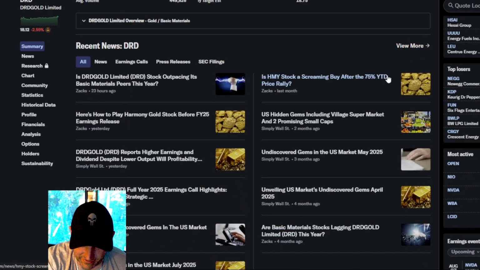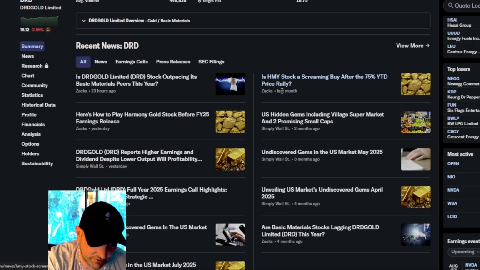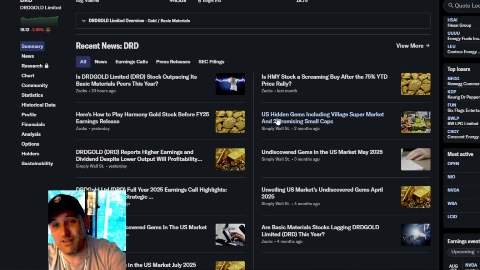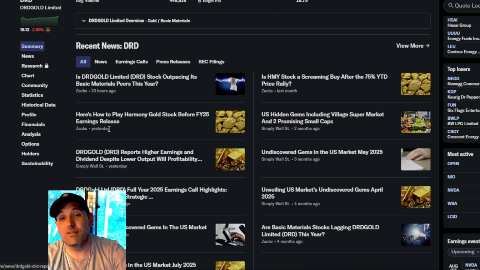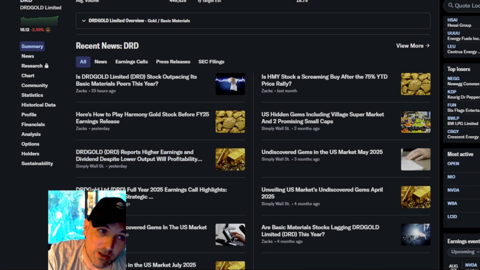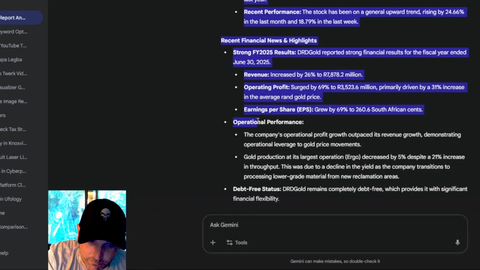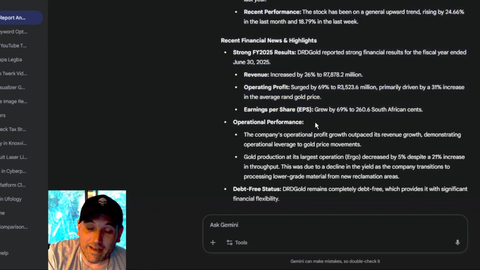There's a bunch of different things. These articles are written by different people. Simply Wall Street, Zacks, Guru Focus, and so on. We don't know the writers of these articles. We don't know how biased they are. We don't know if companies are paying these article writers. So we're going to go to the AI, and it's going to give us a much more unbiased pull from all the articles out there, all the information out there.